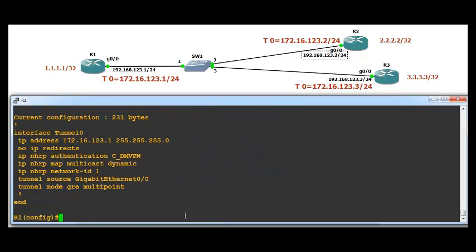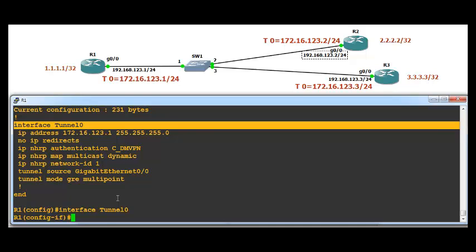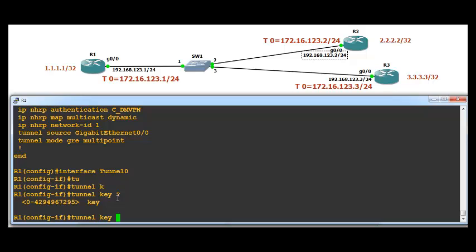So far, we have given this IP address, and we have given authentication, and we said multipoint dynamic, this and this. There is one more command called tunnel key. This tunnel key is any number between this range, and this number also should be the same. This is also used to identify the tunnel.